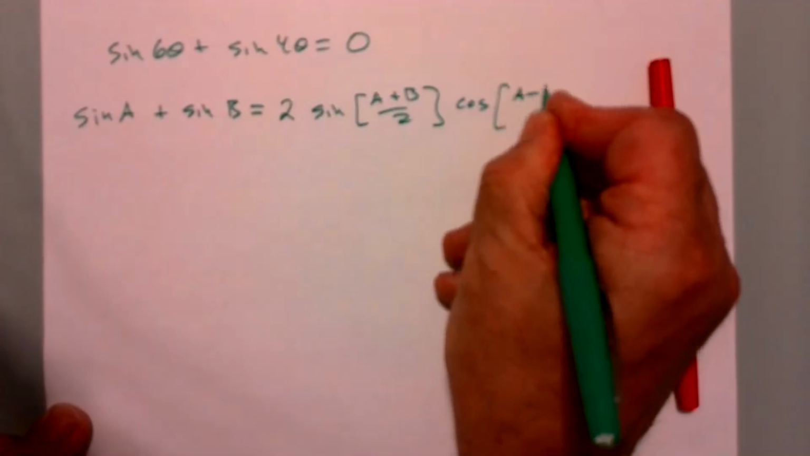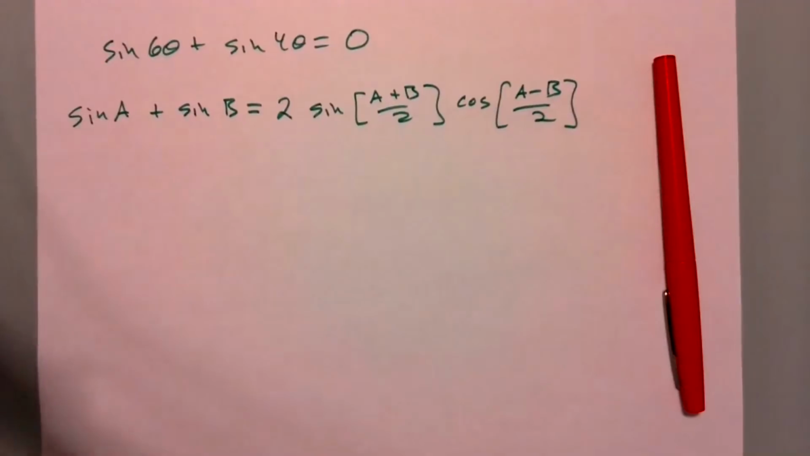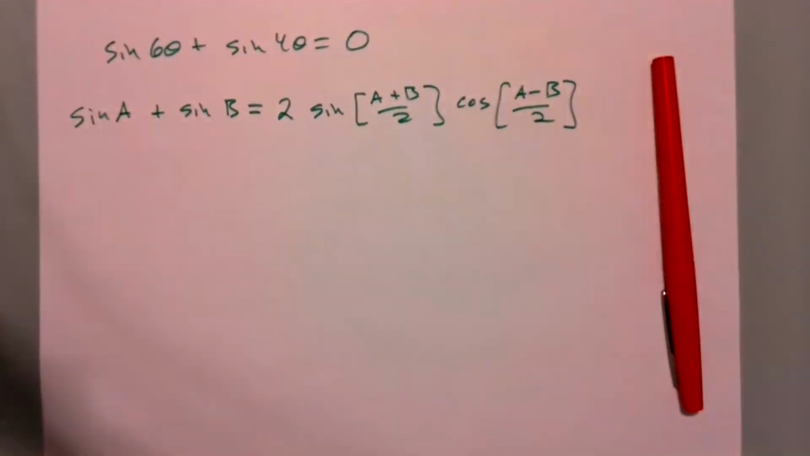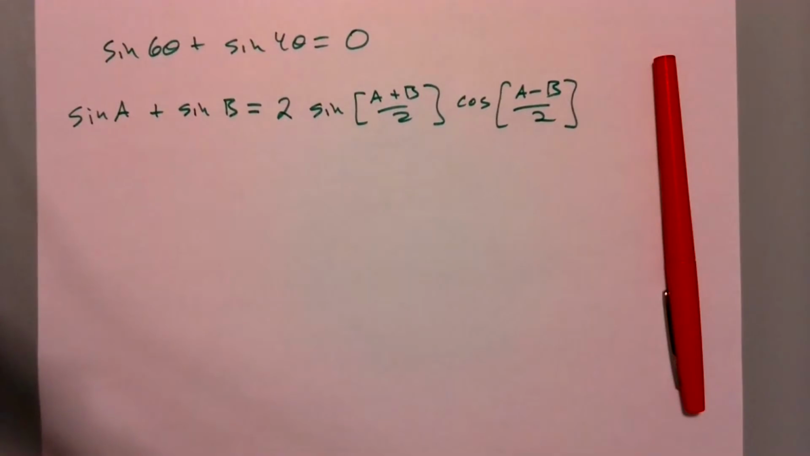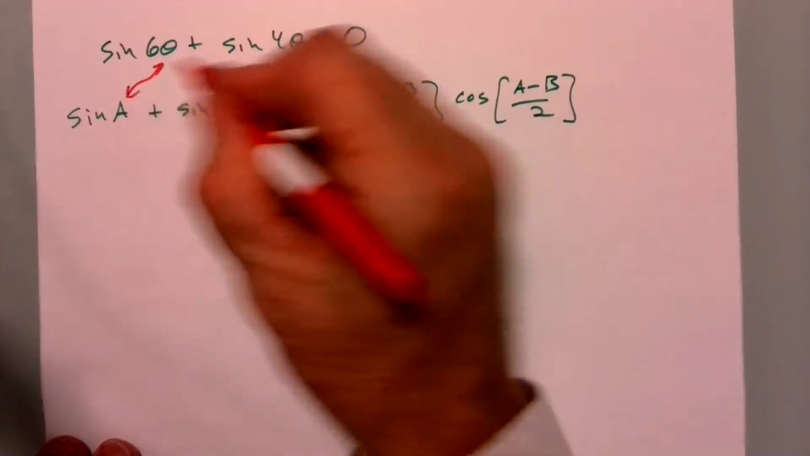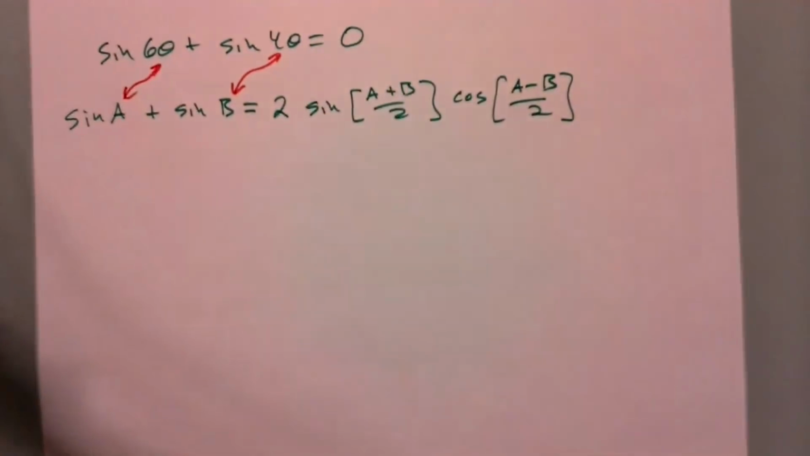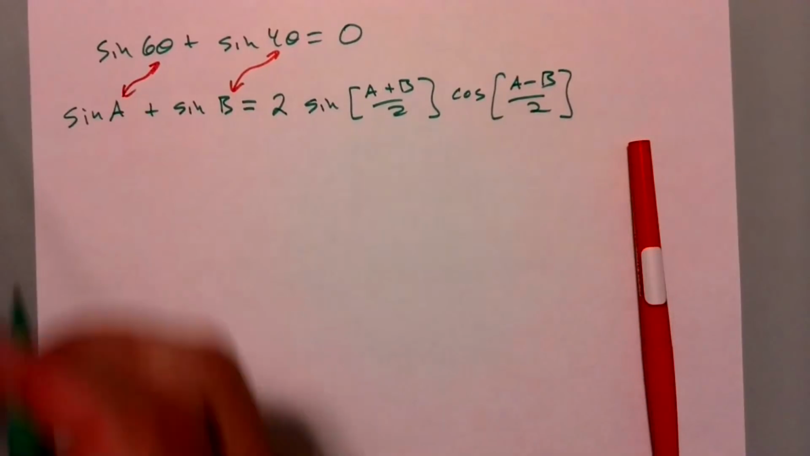You are not expected to memorize the sum to product identities. They will be given to you on the exam. Now, I hope it's obvious in our problem here that A corresponds to 6 theta and B corresponds to 4 theta. So we're going to rewrite this using that fact.